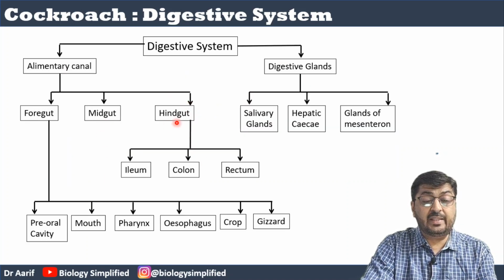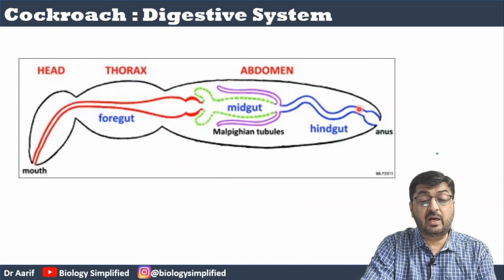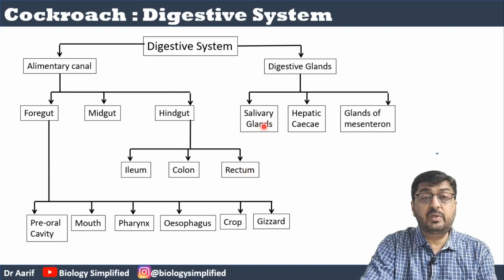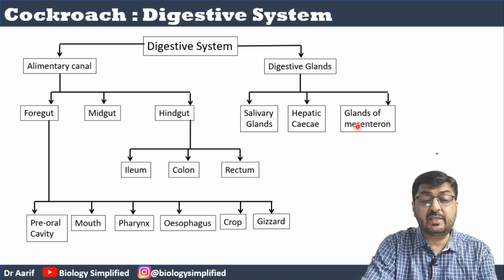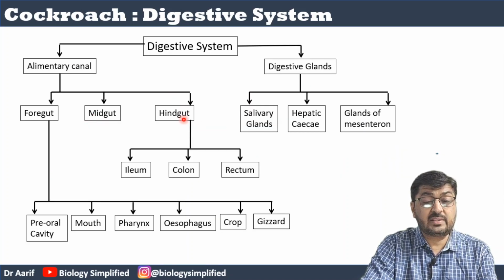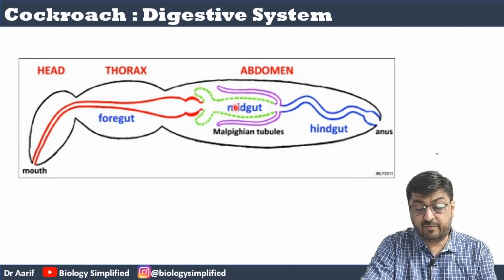Now midgut and then hindgut. The hindgut has the ileum, colon, rectum. And the digestive glands would be the salivary glands, the hepatic caecae, and the glands of mesenteron. Now, for us, we are going to do only these two glands, salivary and hepatic caecae. The salivary glands would be situated in the thorax, and the hepatic caecae, as you can see, are at the junction of the foregut and the midgut. You can see this structure. This is the hepatic caecae. We'll have a look at it.